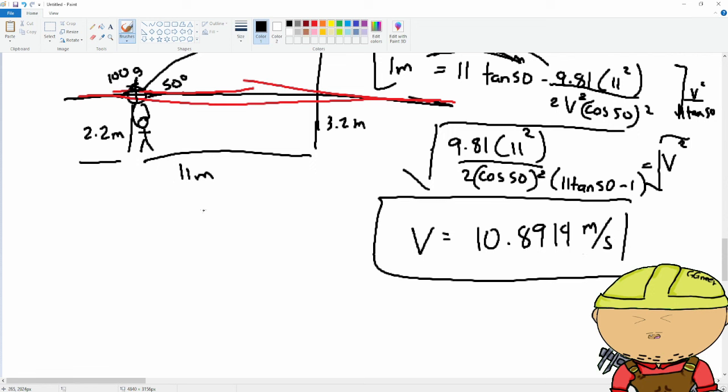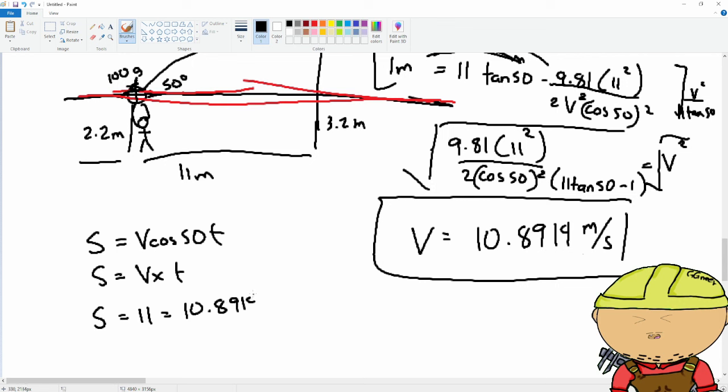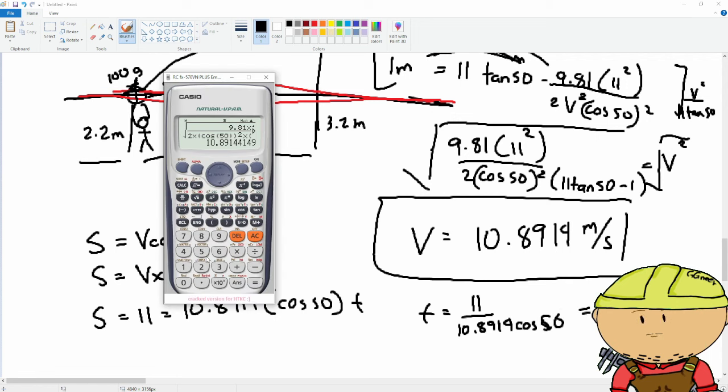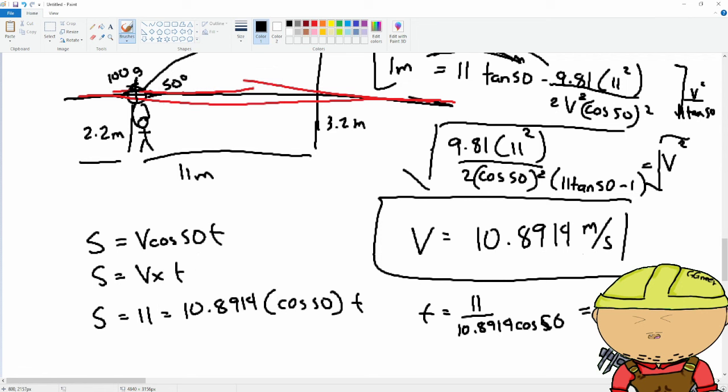Okay, and in order to get the time of flight, let's just use the distance v cosine 50 t, or v x t. So s, which is 11, is equal to 10.8914 times cosine 50 times time. So time is equal to 11 over 10.8914 cosine 50. So what should be the answer? 11 divided by 10.8914 divided by cosine 50 is 1.5712 seconds. Okay, this is the answer. That is the time of flight.